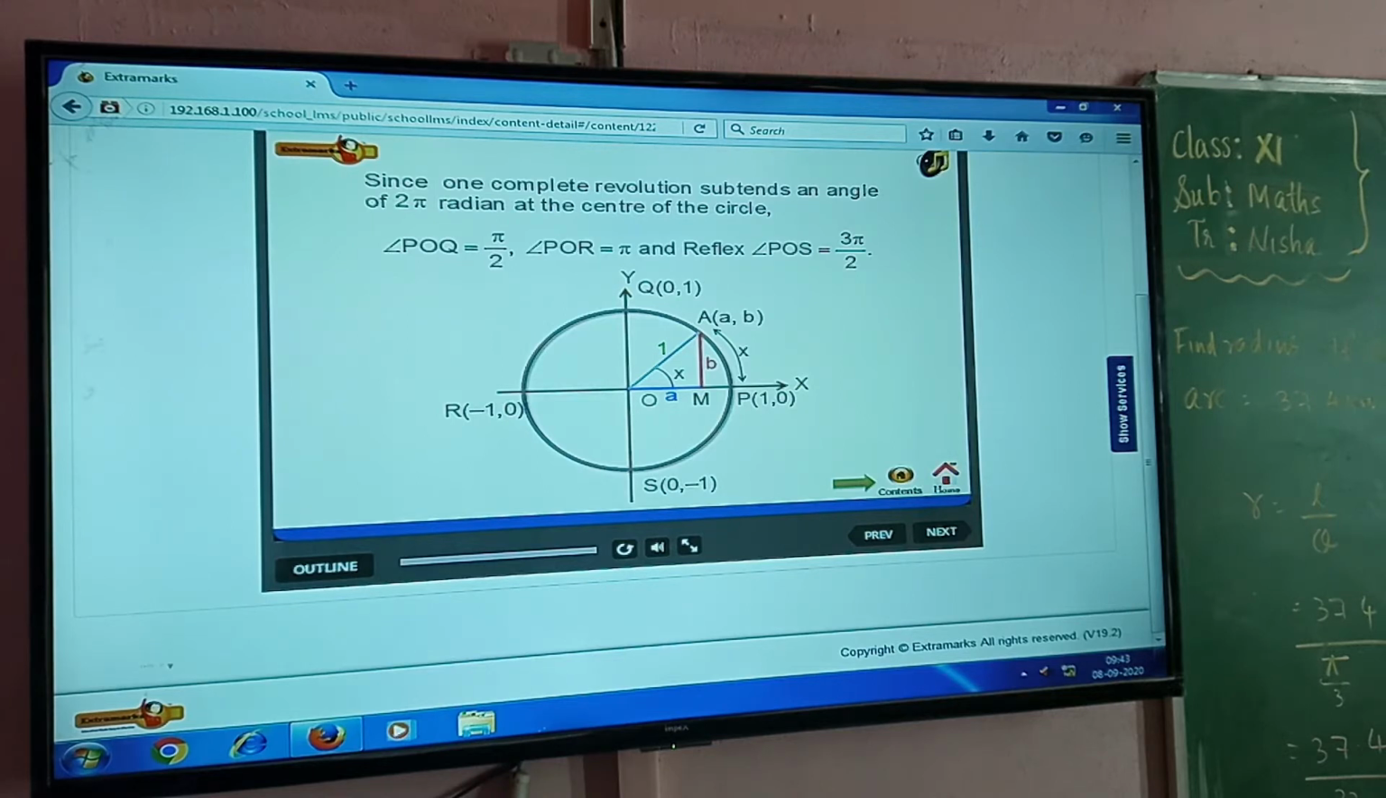Last year you have studied sin theta, cos theta, tan theta, etc., and their ratios, reciprocals, everything you have studied. Now let us move to the trigonometric functions again, children.